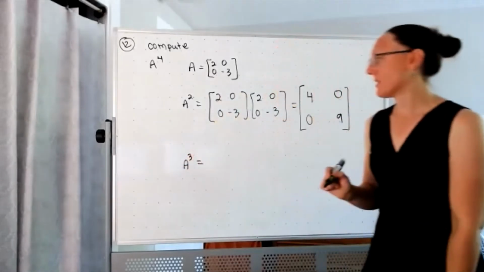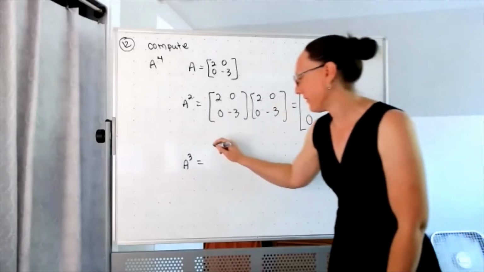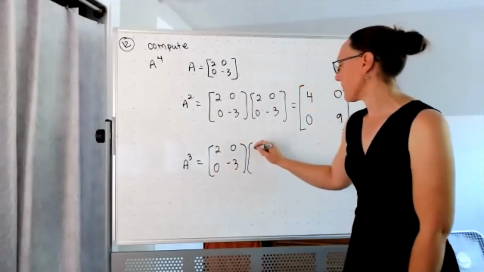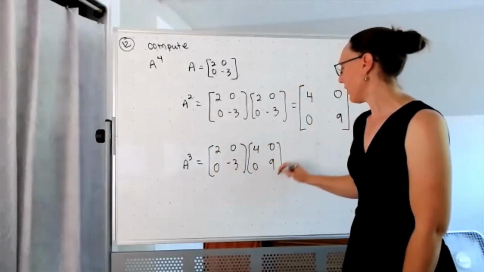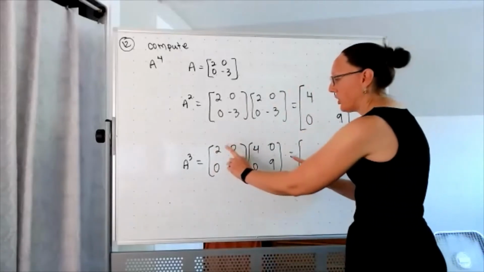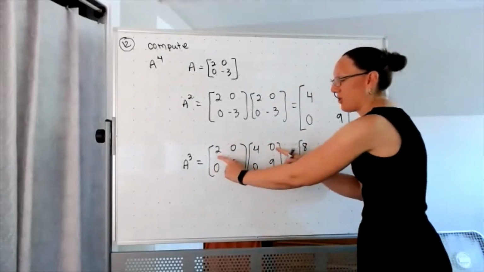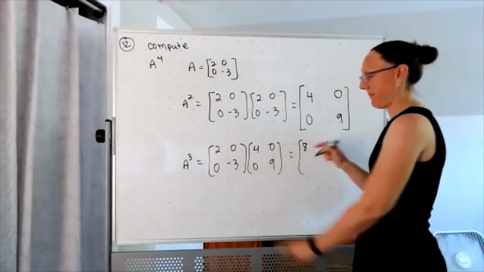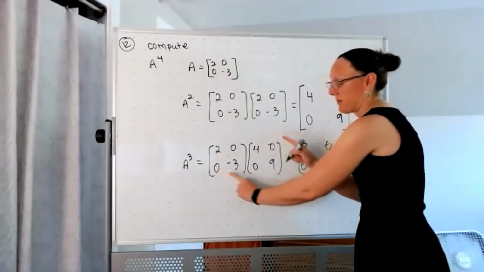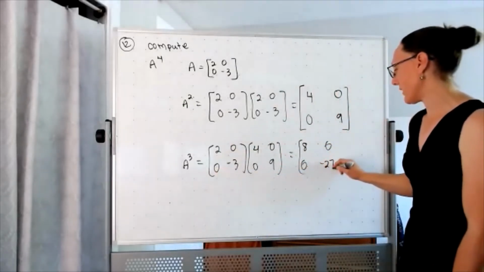Well, A cubed says I take that thing and I multiply it by this matrix again. 2, 0, 0, -3 times 4, 0, 0, 9. I'm going to do this one faster. 2 times 4 is 8 plus 0. 2 times 0 plus 0 times 9. 0 times 4 plus 0 times -3. 0 times 0 plus -3 times 9. Well, -3 times 9 is -27.